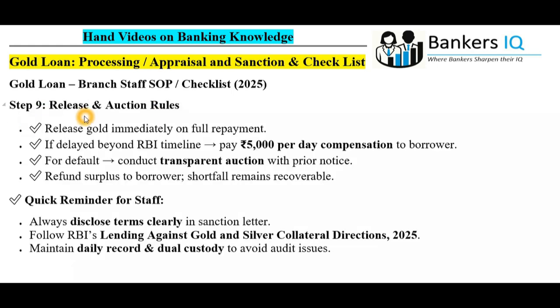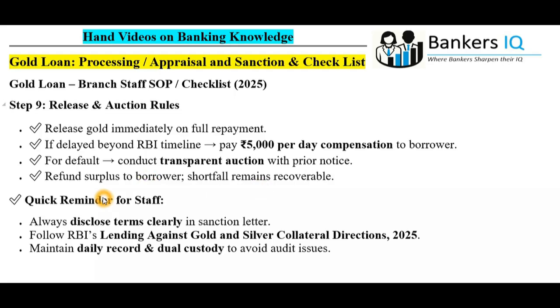Step 9, release and auction rules. Release gold immediately on full repayment. If delayed beyond the RBI timeline, pay 5,000 rupees per day compensation to the borrower. For default, conduct a transparent auction with prior notice. Refund surplus to the borrower; shortfall remains recoverable from the borrower.